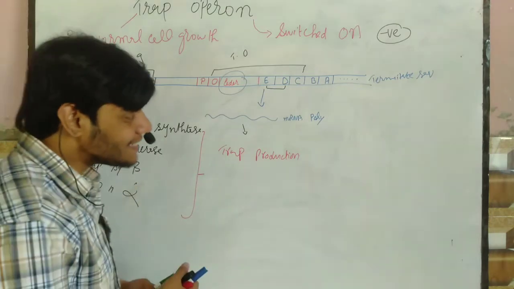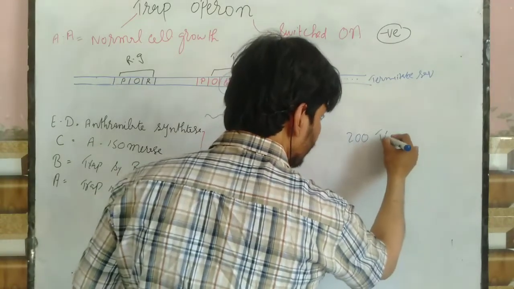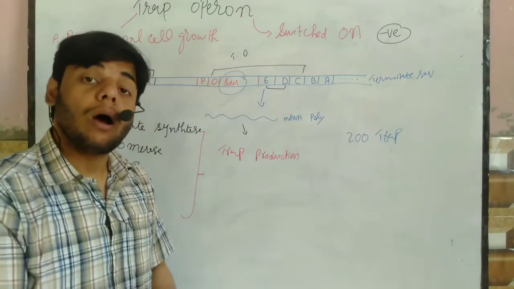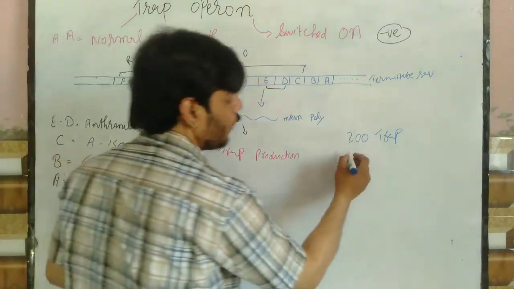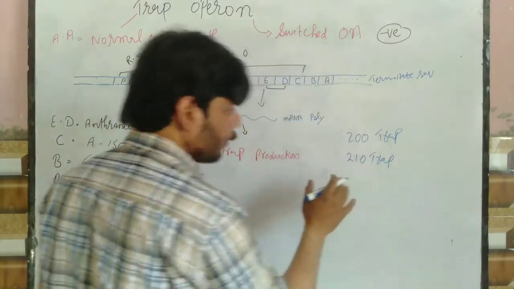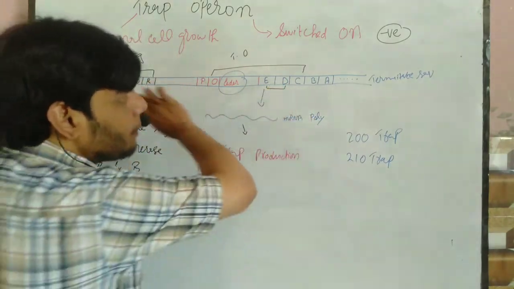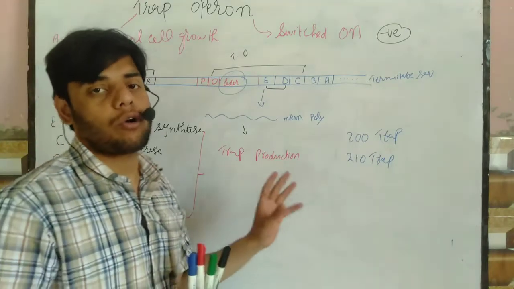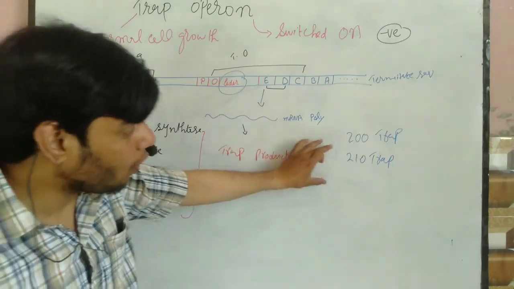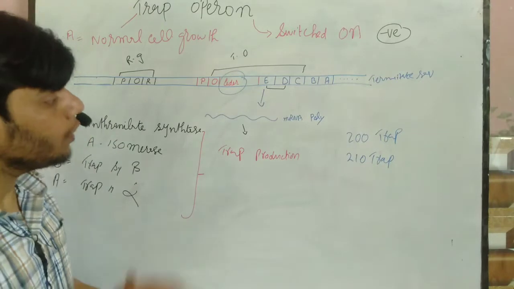If the cell needs 200 tryptophan, let's suppose, then it is producing 200 tryptophan. But if the tryptophan amount increases, like 210 tryptophan, then it is creating a problem. This tryptophan operon should be turned off. Now how is it turned off? It is normally turned on, but if the production is enough, then it should be turned off.